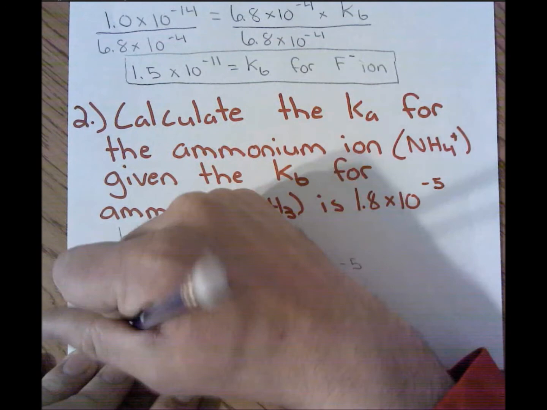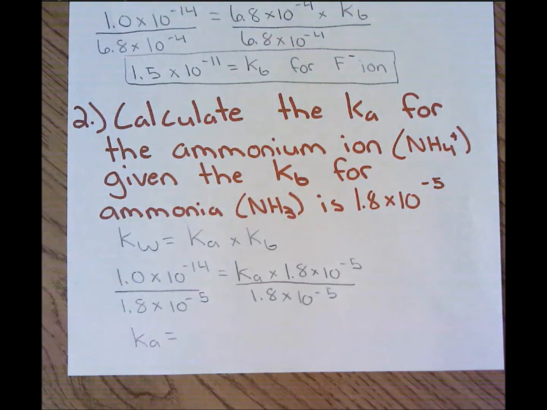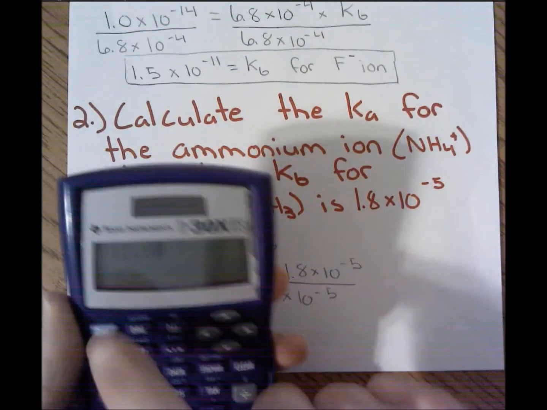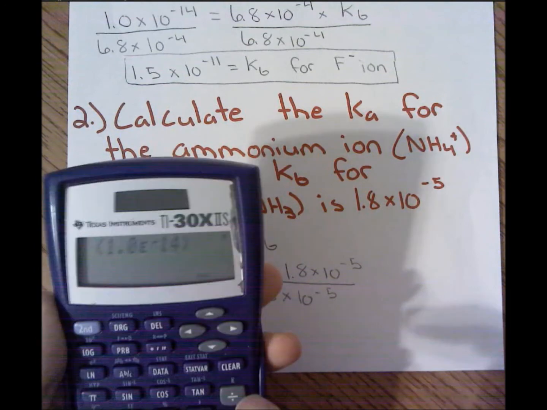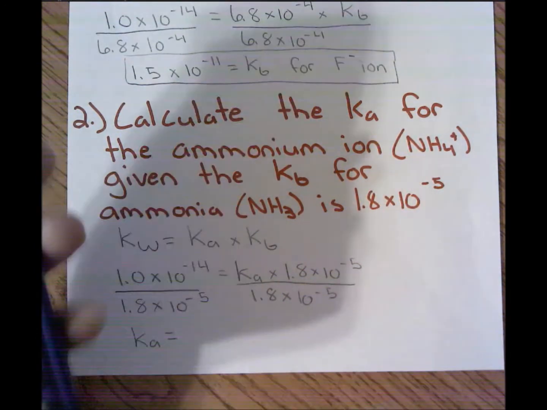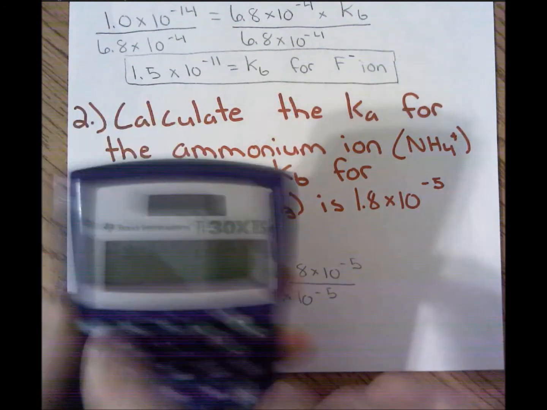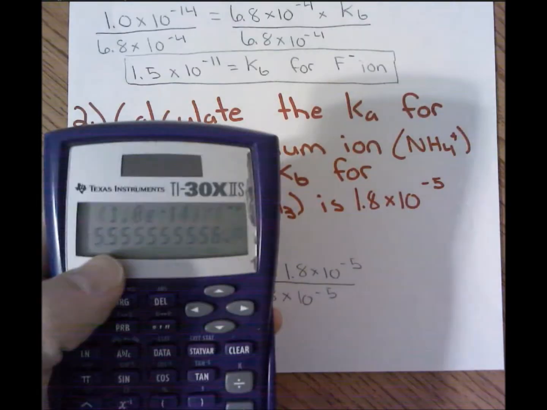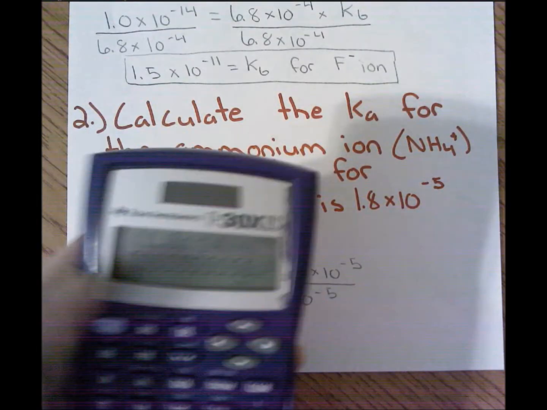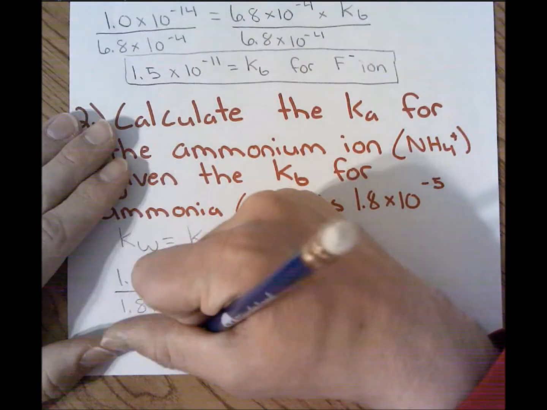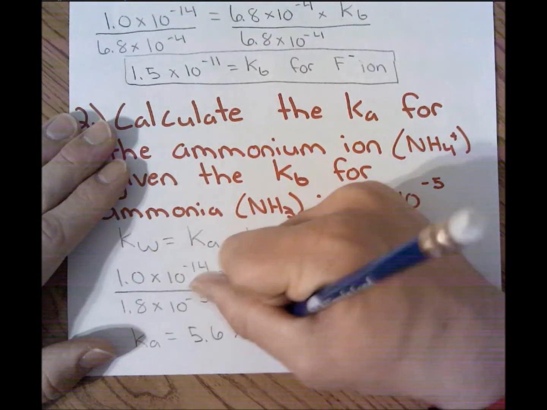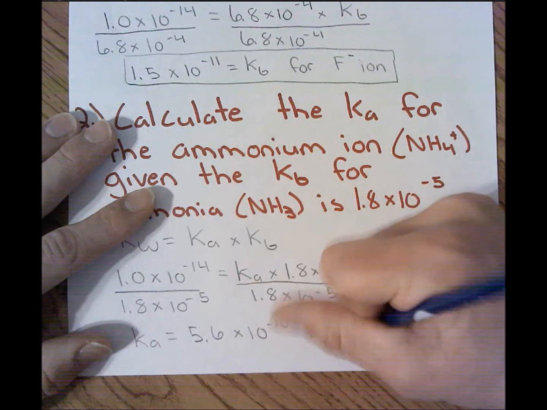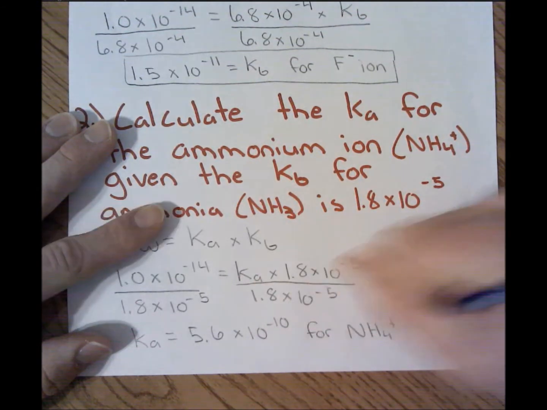And so our Ka for our ammonium, if I plug this into my calculator, I get 1.0 times 10 to the negative 14th divided by 1.8 times 10 to the negative 5th. Press enter, and I'm going to round to 1 decimal here, or 5.6 times 10 to the negative 10th is our Ka for the NH4 plus ion.